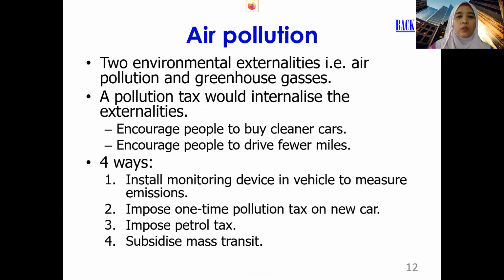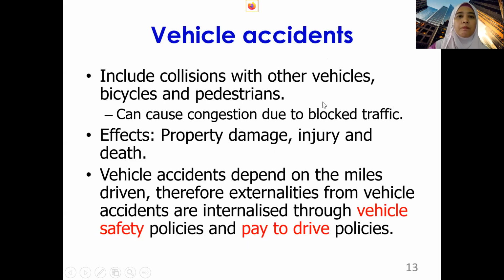Next, air pollution. Another externality is pollution. There are 2 environmental externalities, which are air pollution and greenhouse gases. A pollution tax would internalize the externalities, whereby people will be encouraged to buy cleaner cars and to drive fewer miles. There are 4 ways to impose a pollution tax: install monitoring devices in vehicles to measure emissions, impose a one-time pollution tax on new cars, impose a petrol tax, and subsidize mass transit to internalize the air pollution.